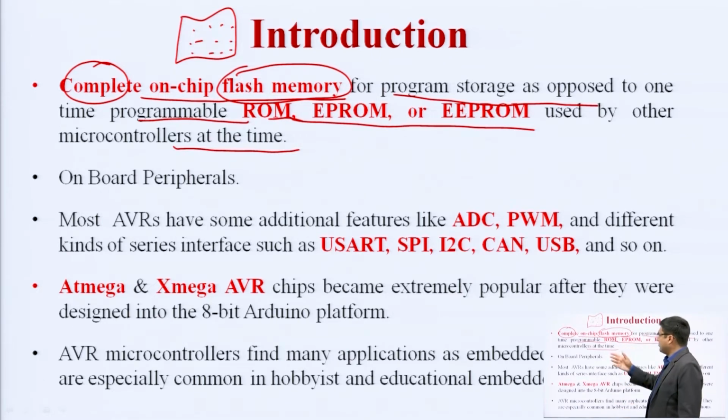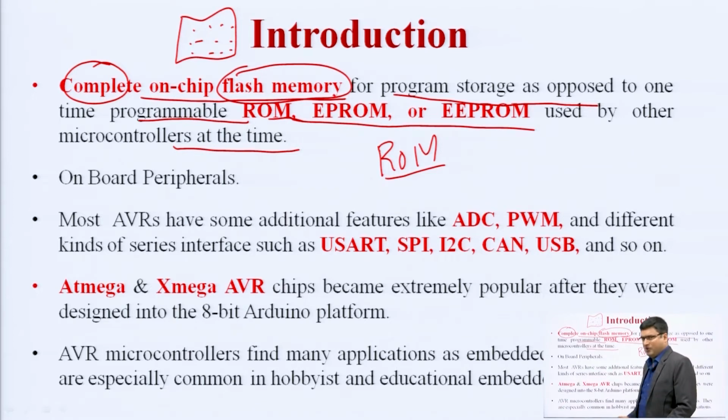What is the meaning of ROM? ROM means read only memory. We can only read it. There is another memory available, EPROM. You can see that in ROM we cannot rewrite anything. It is only a read-only memory.